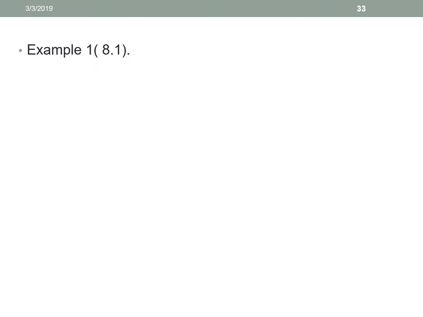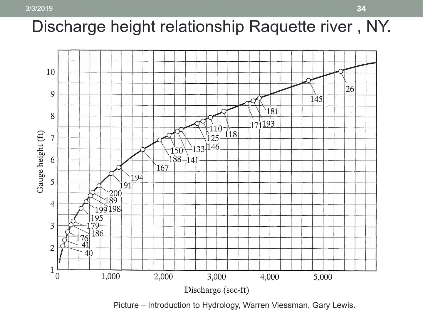Example 8.1. So please open your book and read the problem statement, and then we solve problem 8.1. The problem is asking what the discharge will be for gauge height 4 and what the answer will be for 9. So you see here, you come to the graph for 4. As you see, the number that you read here is almost 500, and that is second foot. And then for gauge 9, that is 4,000.